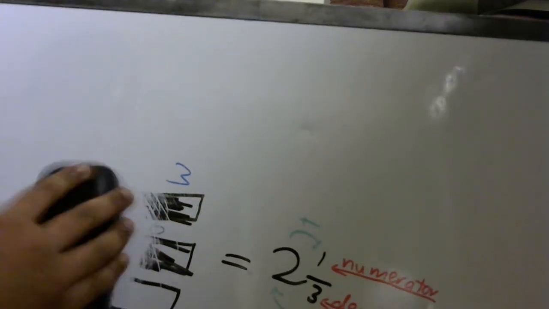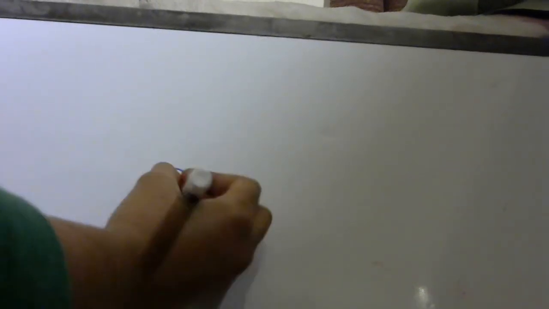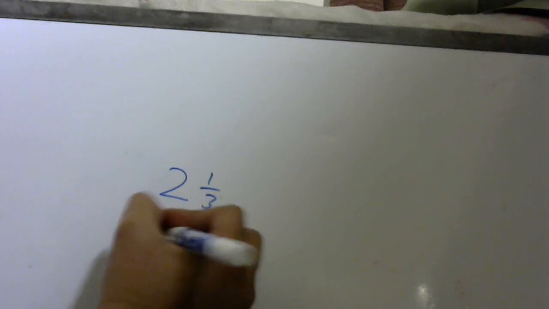Okay, so we should erase everything, and delete the 7 by 3. Since we have 7 by 3 as an improper fraction, we can convert this into a mixed number. How? By doing 7 divided by 3, and since 3 times 2 equals 6, we subtract 6 from 7, which equals 1.